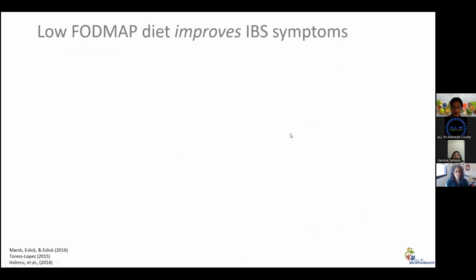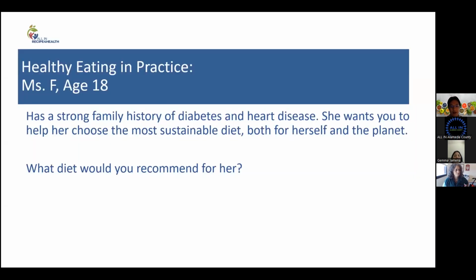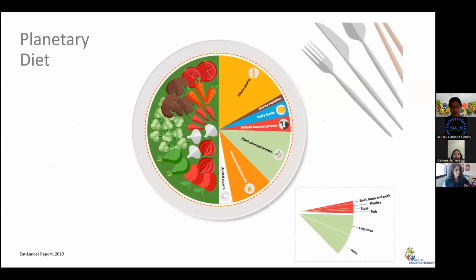So we have this whole section on where the food comes from, but we have 5 minutes and we're not going to go too deep into that because I want to give you a chance to fill out the survey. But I will close with this case of an 18-year-old, Miss F. She has a family history of obesity, diabetes and heart disease. She's saying, well, I really care about the world too. What's the sustainable diet? What should I eat? And you may recall this slide.